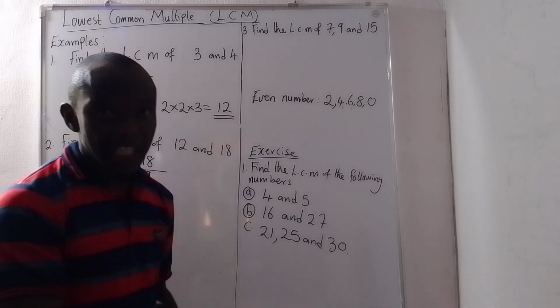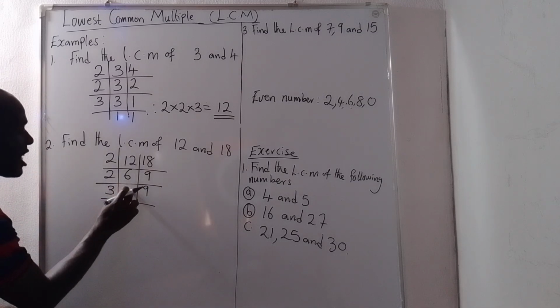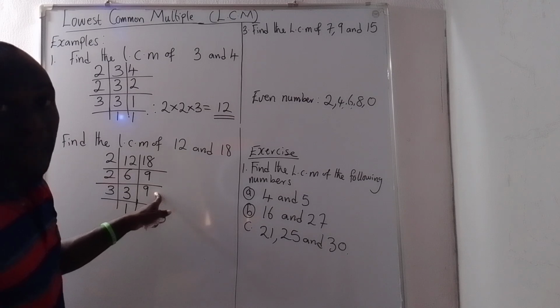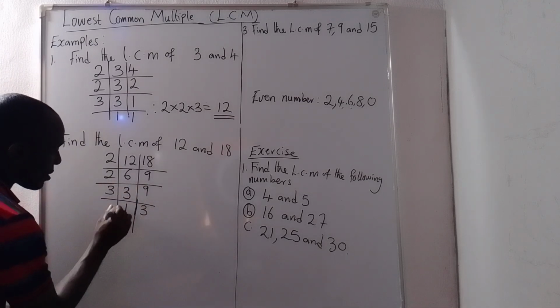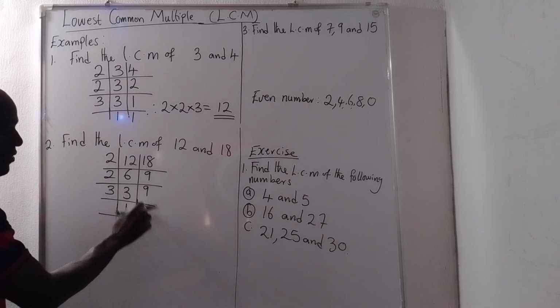After 2 is 3. Can 3 divide 3? Yes. We have 3 here. 3 divided by 3 is 1. What about 9? Yes, 9 can be divided by 3. 9 divided by 3 is 3. We still extend our line. We have 1 here. We have exhausted this number and we have 3 here.